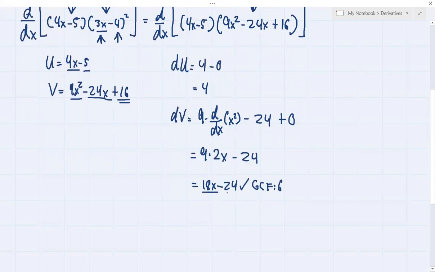Tama, si 18 at saka si negative 24, divisible sila ng 3. Tama, okay. They are both divisible by 3. Pero ang hinahanap ko kasi ay si greatest common factor. Okay? Kumbaga yung largest common factor nilang dalawa, which is si 6. Okay? Si 6 yun. So therefore, I will factor out 6 in this expression. So magiging 6 times quantity 3x minus 4. Ayan. Yan yung greatest common factor.